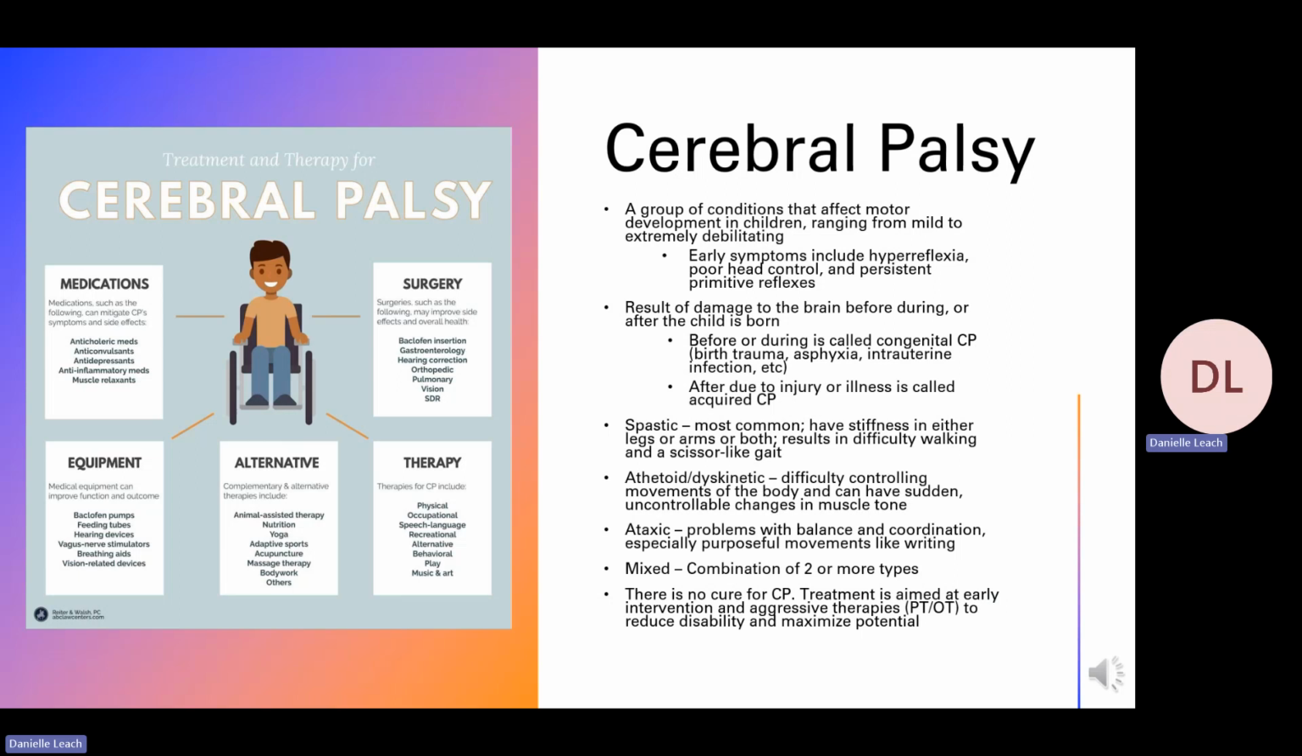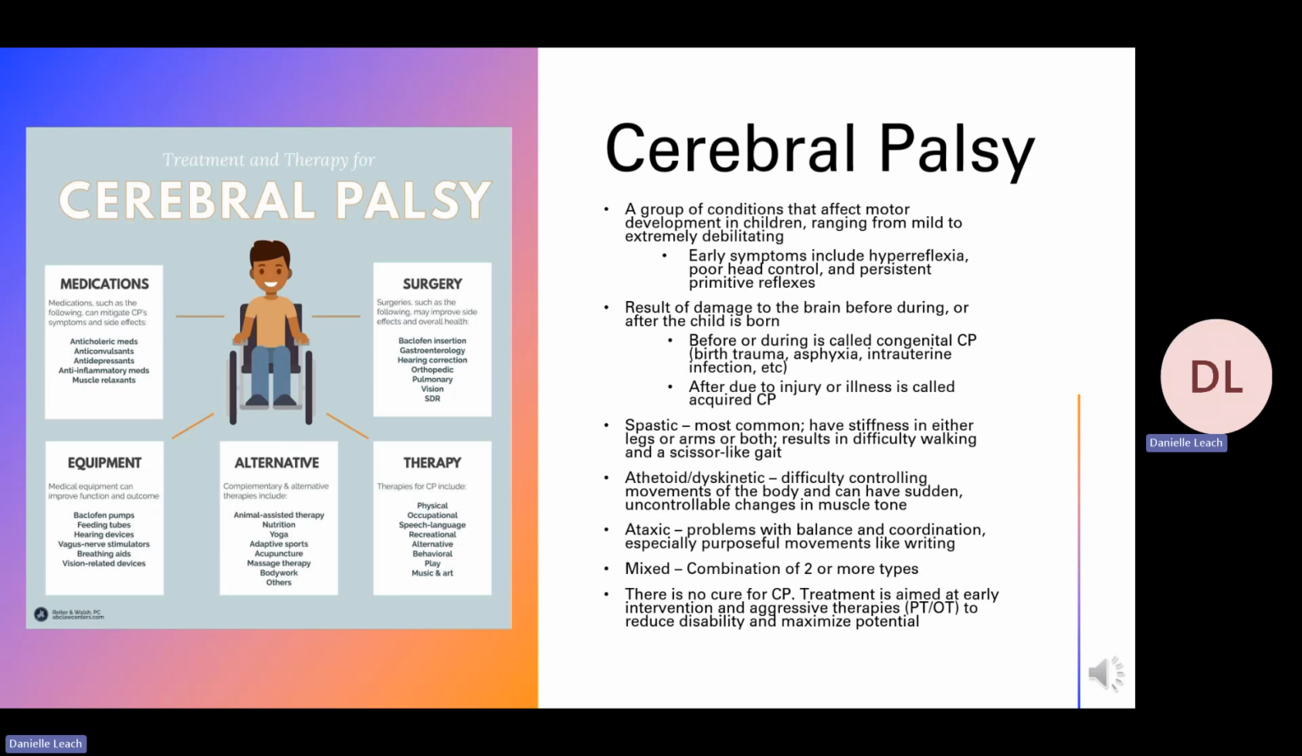If it was before or during birth, it's called congenital CP. And this can be caused by things like birth trauma, birth asphyxia, an intrauterine infection, hydrocephalus, things like that. It could also be after, due to injury or illness. So, after if they had meningitis or had some sort of brain injury, it's called acquired CP.